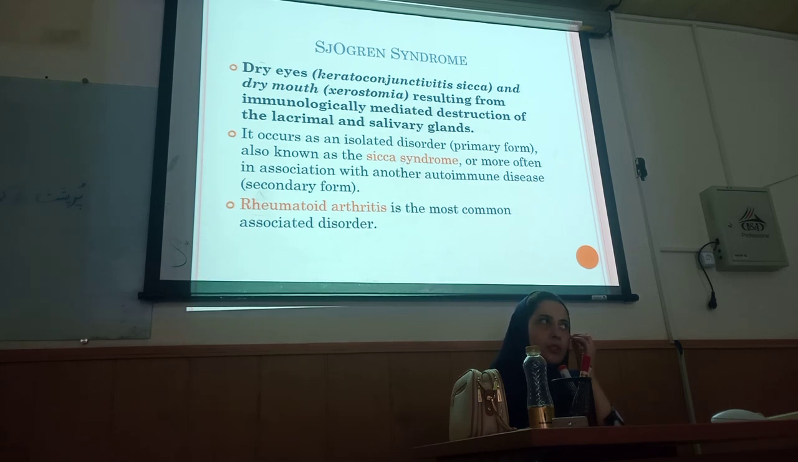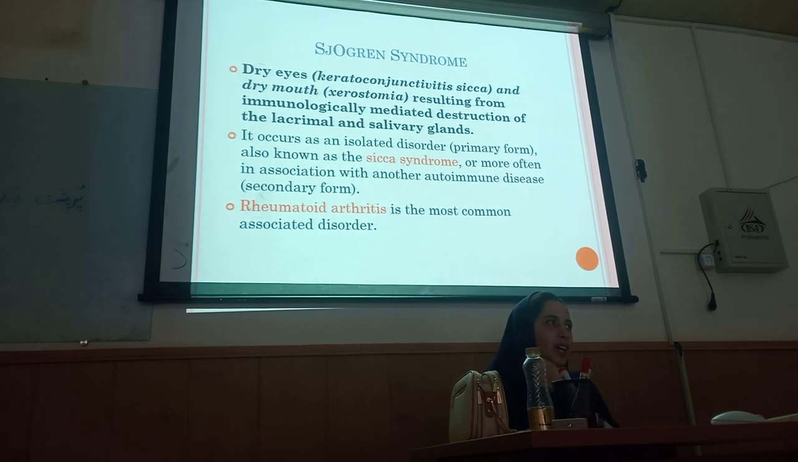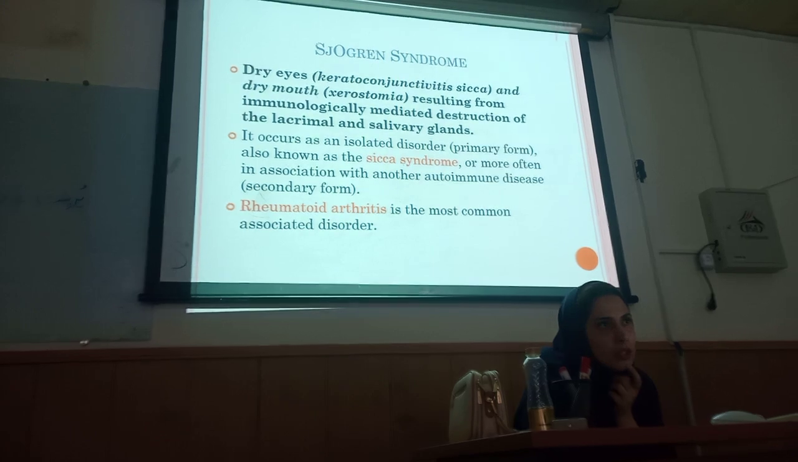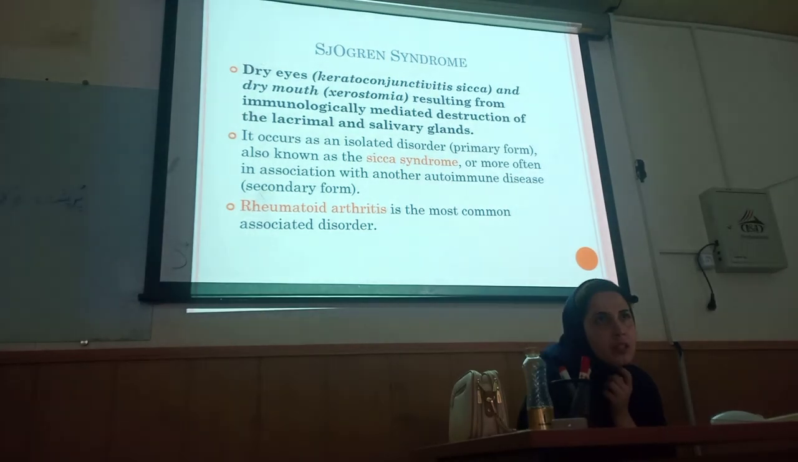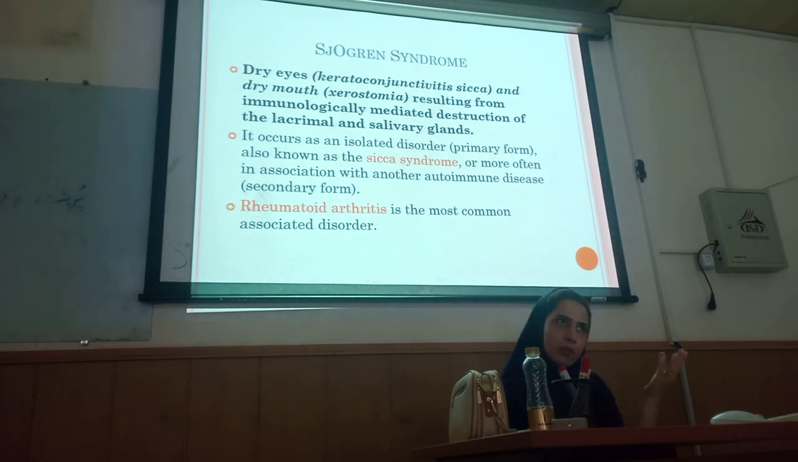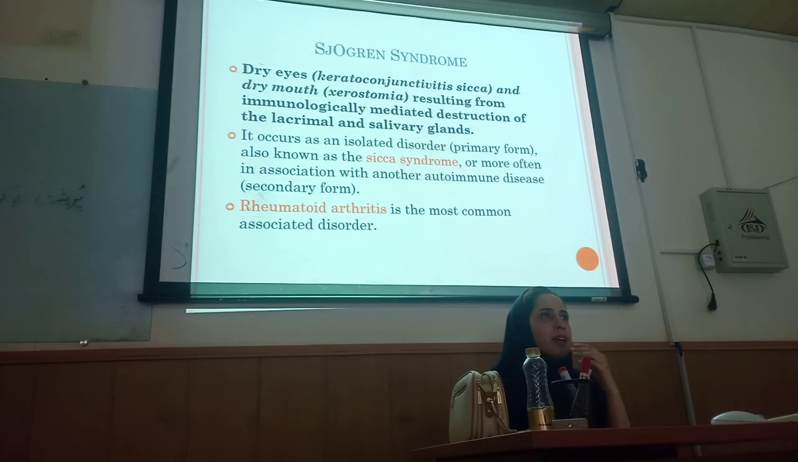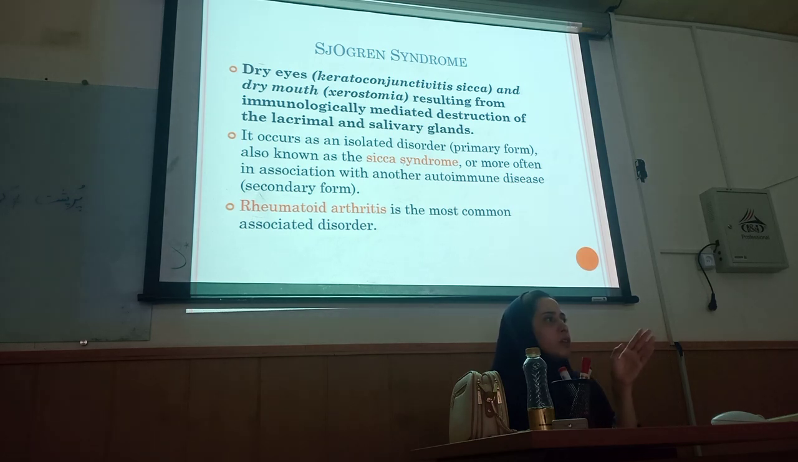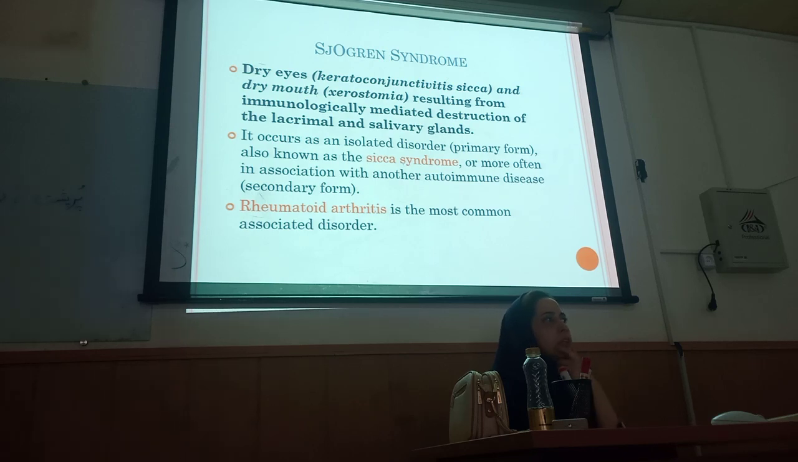In Sjögren's syndrome, we have dry eye and dry mouth. The glands, the lacrimal glands and the salivary glands, are infected. Dry eye is called keratoconjunctivitis sicca, and dry mouth is xerostomia.